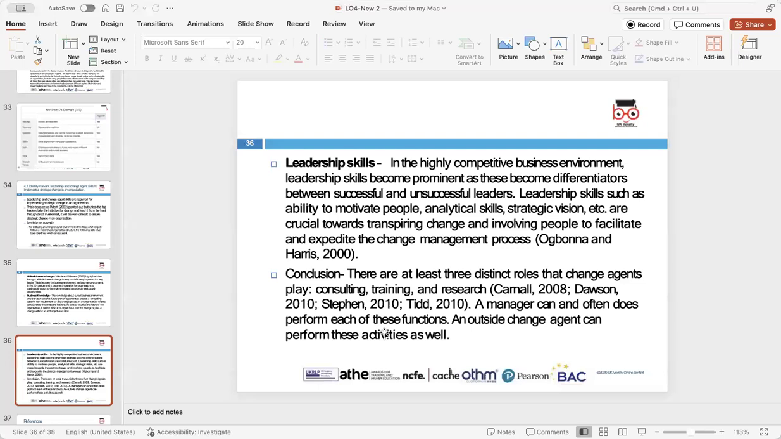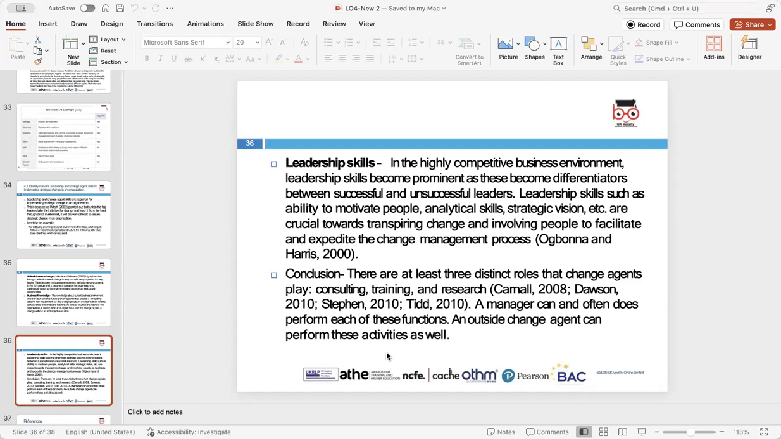Leadership skills: in a competitive business environment, effective leadership skills are important for managing change. Ogbonna and Harris 2000 identify several key leadership skills, including the ability to motivate employees, strategic vision, and analytical skills. These skills are essential for guiding and facilitating the change management process.